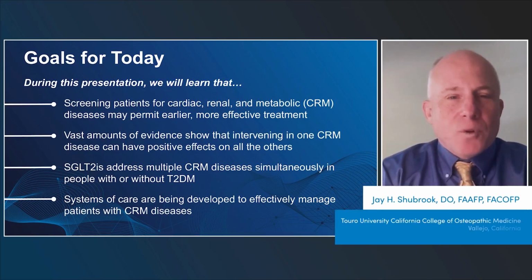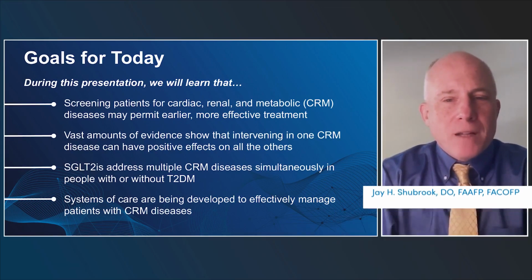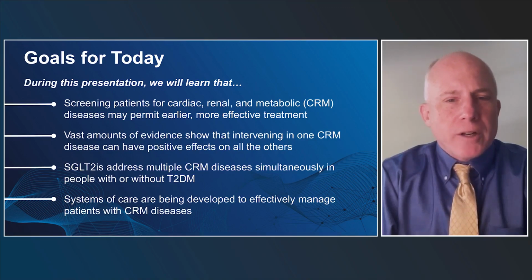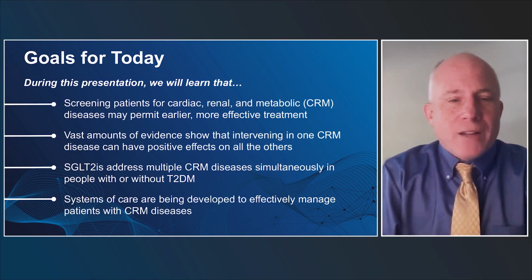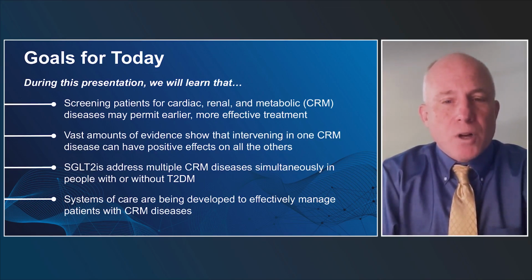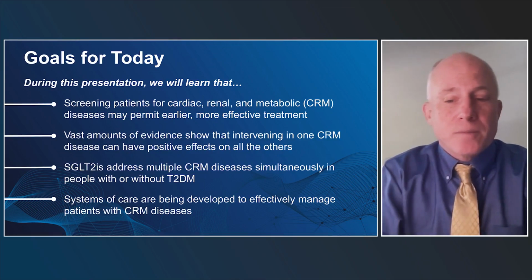For our goals for today, during this presentation, we're going to learn about screening patients for cardiac, renal, and metabolic diseases that may permit earlier and more effective treatment. We'll talk about the vast amount of evidence that shows intervening in one cardio-renal metabolic disease can actually have positive effects on others as well. We know there's an important role for SGLT2 inhibitors that address multiple cardio-renal metabolic diseases simultaneously in patients with or without type 2 diabetes. And we'll discuss systems of care that are being developed to effectively manage patients with cardio-renal metabolic diseases.